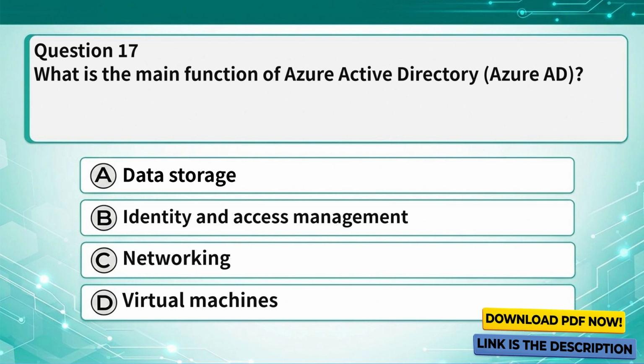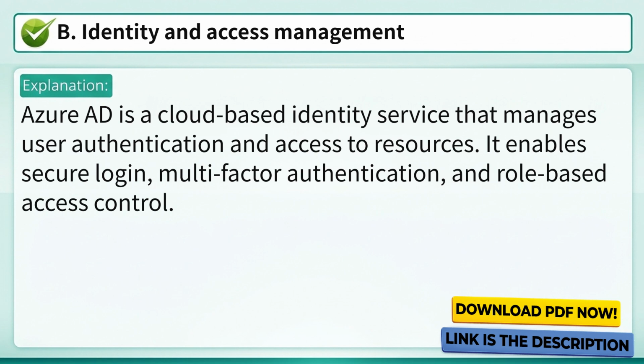Question 17. What is the main function of Azure Active Directory, Azure AD? A. Data storage. B. Identity and access management. C. Networking. D. Virtual machines. Answer. B. Identity and access management. Explanation. Azure AD is a cloud-based identity service that manages user authentication and access to resources. It enables secure login, multi-factor authentication, and role-based access control.